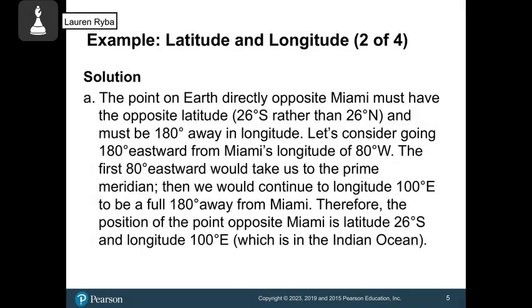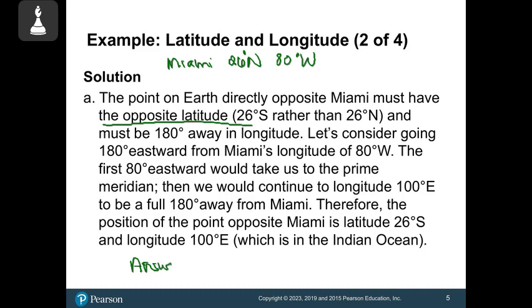First question was Miami, which was 26 degrees north and 80 degrees west. What is exactly opposite of it on the Earth? Well, the first thing you're going to do is the exact opposite latitude. So rather than being 26 north, we're going to go to 26 south. So our answer is going to be 26 degrees south. So the north and south degrees just flip-flop.